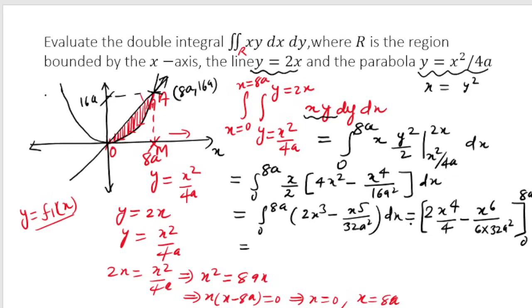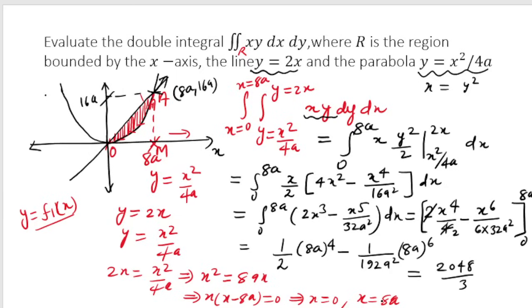Okay, now this can be cancelled, it will become x to the power 4 by 2. If I put the limits, I will get 1 by 2 and in place of x I will put 8a to the power 4, and minus here we have 1 by 6 into 32, means 192a square, and 8a to the power 6, right? I leave this for you to evaluate and verify. If you evaluate it, you will get the value 2048 by 3 into a to the power 4. You can verify this, that here you will get a to the power 4 and here a to the power 6, and a square will be cancelled.